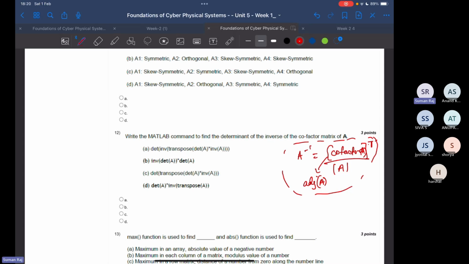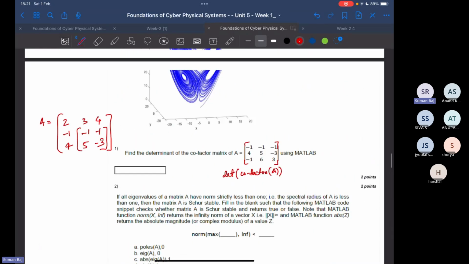So basically it should be determinant of A, which is this, into inverse of A, which is this, the whole transpose. Okay. So over here, when you enter your A value, for your cofactor, you should be getting determinant of A into inverse of A, the whole transpose. Is that good? Yes, ma'am.